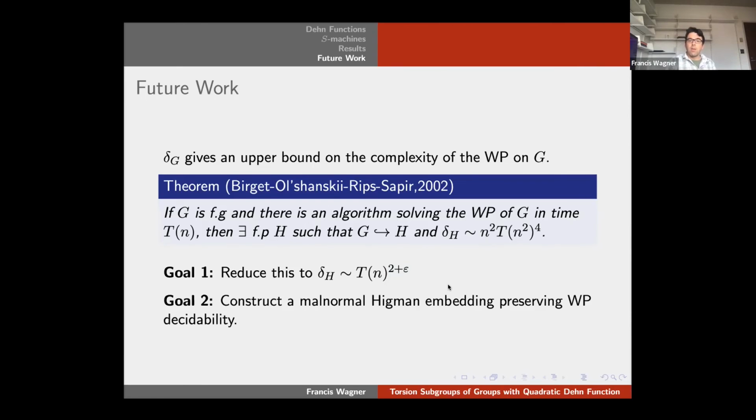Second goal, I am constructing a Higman embedding theorem which not only, so this is completely changing, generalizing the use of S machines, it will also be malnormal. So the subgroup that it is embedding will be a malnormal subgroup of the overgroup. And it will also preserve word problem and satisfy all the properties that we had before.